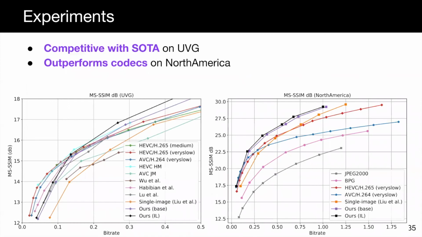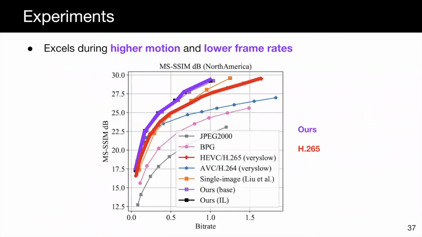On a standard plot displaying bitrate versus distortion, where higher curves are better, our approach, highlighted in purple, achieves competitive performance with video codecs and prior works on both North America and UVG. Our method especially excels compared to traditional video codecs during higher motion and lower frame rate settings.